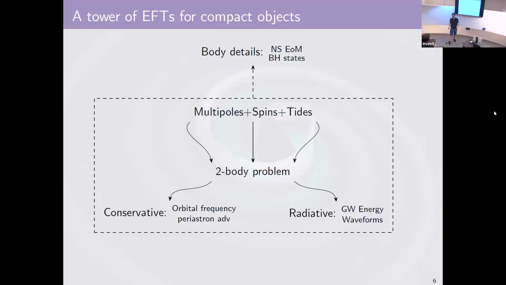Now, we really don't want to actually think about the body details. These are extremely model-dependent things. So we don't want to explicitly think about, oh, what does the microstate of my black hole look like? What are the thermodynamics? Is there a firewall? That sort of thing. We want to ignore that as much as possible for getting efficient predictions. Similarly, the neutron star equation of state is something that is under a lot of debate.